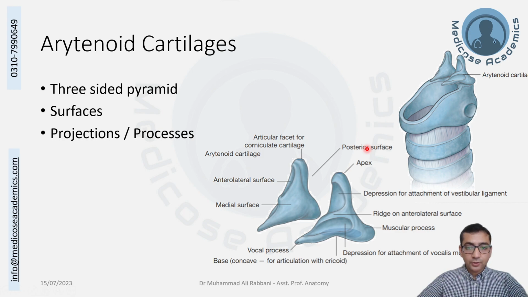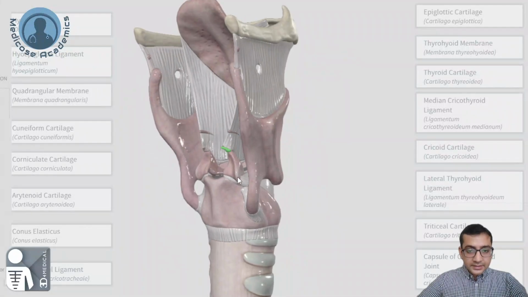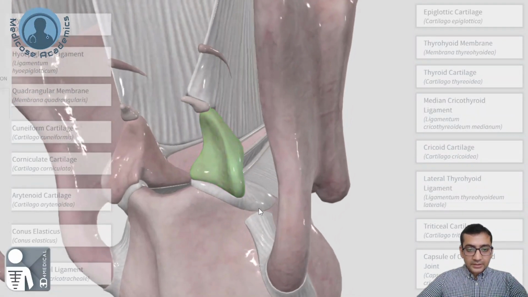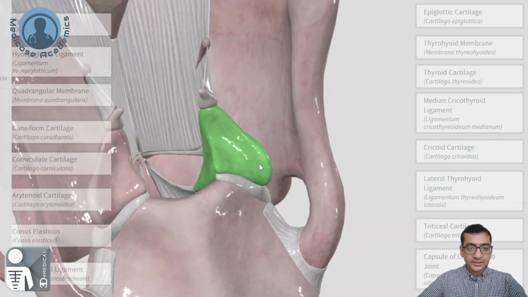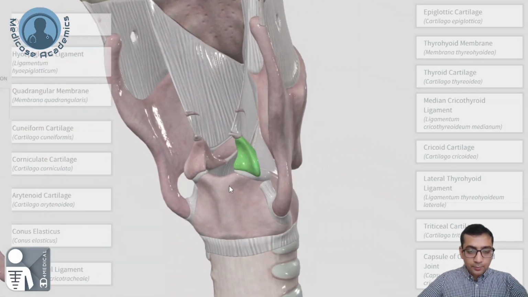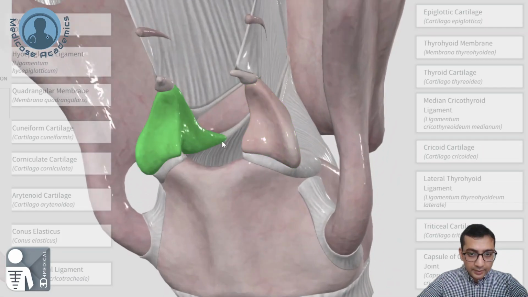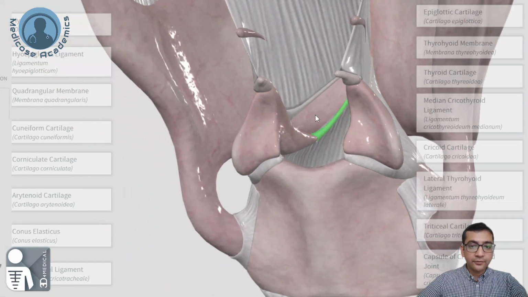It gives placement for the corniculate cartilage, and this is the arytenoid cartilage. This is the lateral process, the posterolateral process. It will give attachment to a set of muscles. We will discuss them. And this will have this anterior point. You can see this point. This is the vocal process, as it is giving attachment to the vocal ligament in front of it.